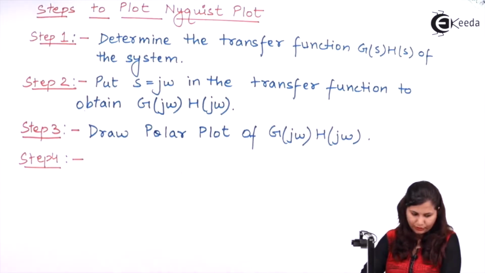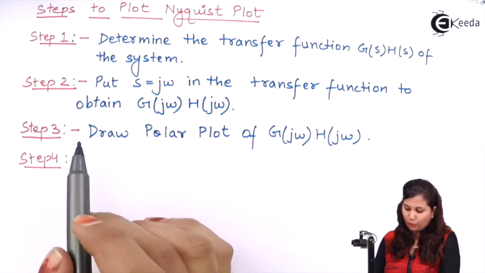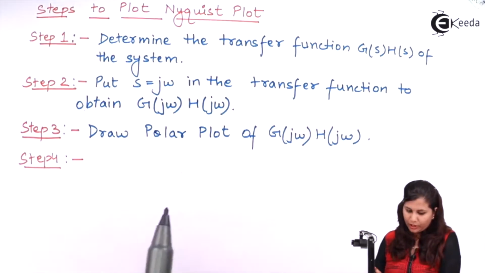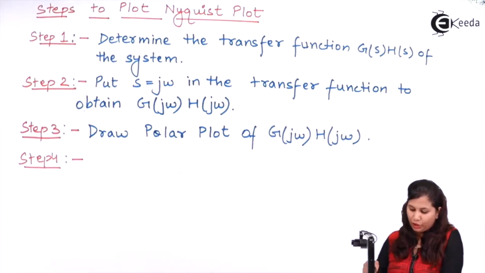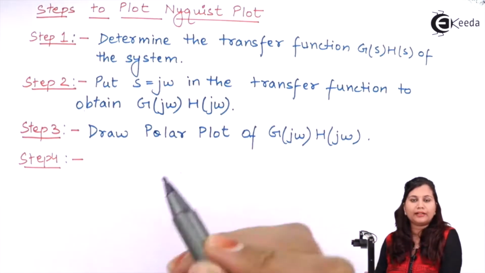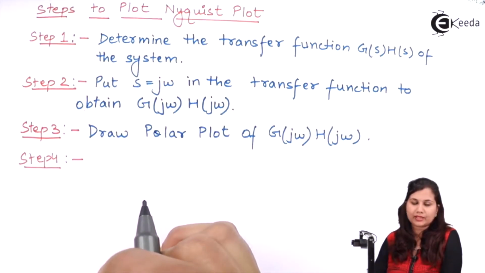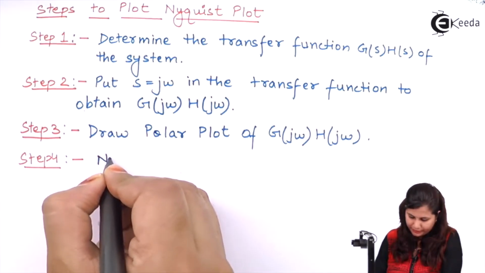Step number 4 is that the Nyquist plot is obtained by drawing the mirror image of this polar plot when omega, that is the frequency, is varying from minus infinity to infinity. So just draw the polar plot and draw its mirror image so that you will obtain the Nyquist plot.